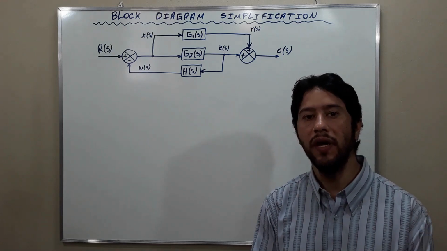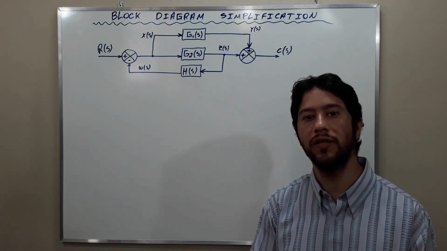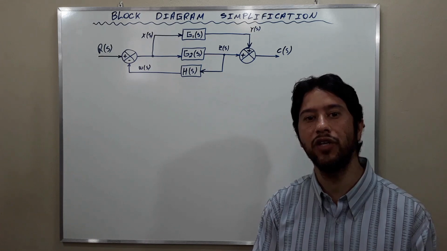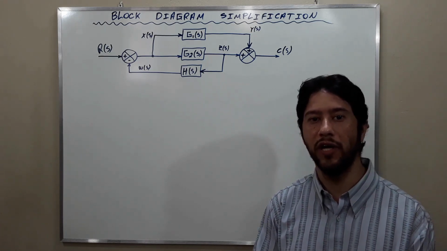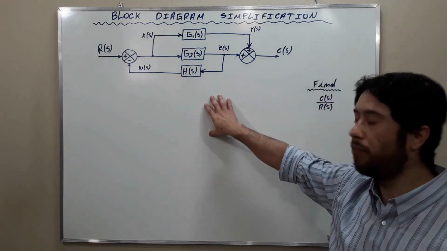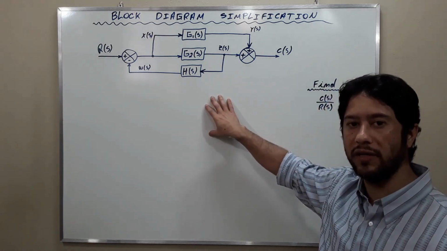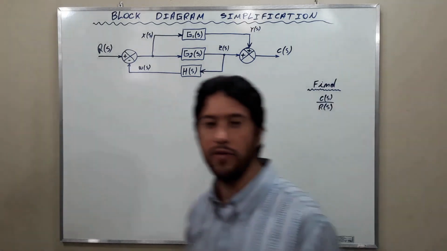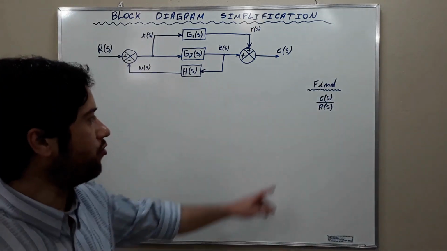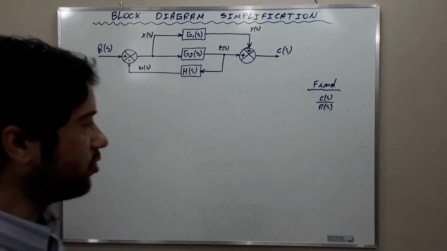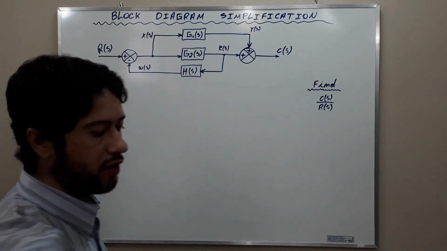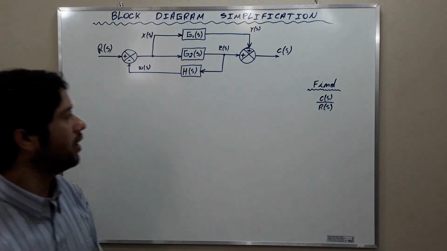Hello everyone. In this video, I'm going to show two exercises concerning the simplification of two block diagrams to obtain the transfer function. This is the block diagram of the first exercise. Observe that our objective here is to find C of S over R of S. Let's begin solving the first exercise.